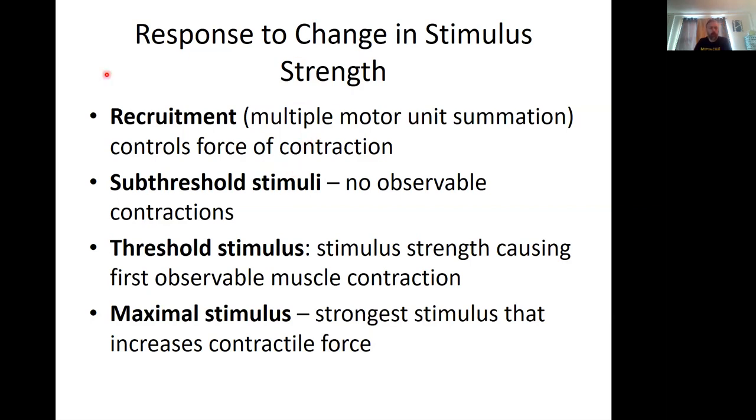And when we think about recruitment, we're going to talk about a concept we talked about before, which was threshold and 3 different levels of stimuli: a stimulus that's below threshold, subthreshold, something that meets and potentially exceeds threshold, and then maximal stimulus from there. And we'll see what this looks like in the cartoon in a second.